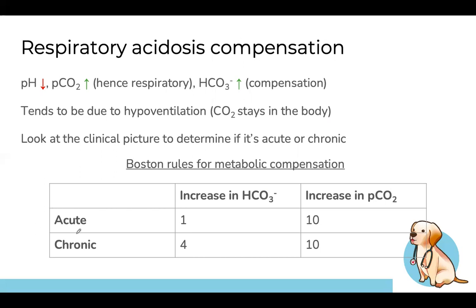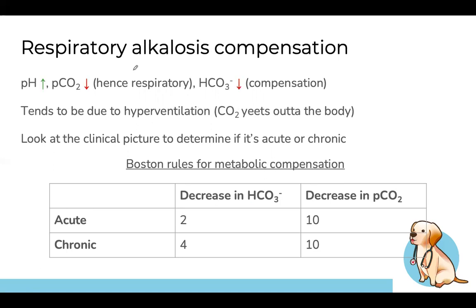With an acute picture, every increase of 10 in your PCO2 should correspond with an increase of 1 in your bicarb, and an increase in PCO2 of 10 in a chronic picture should increase your bicarb by 4. If this number isn't reached, then in the chronic setting you can say it isn't fully compensated. We'll do some examples and hopefully that will make more sense when you actually apply these numbers. But really, compensation is a lot of remembering numbers.